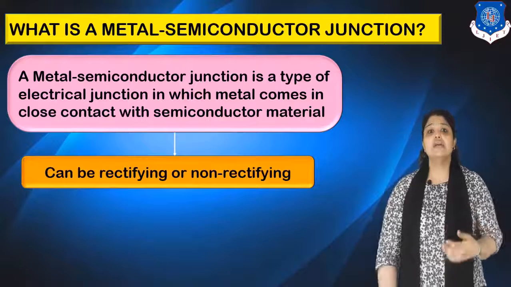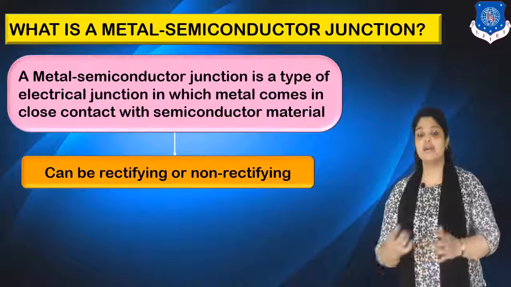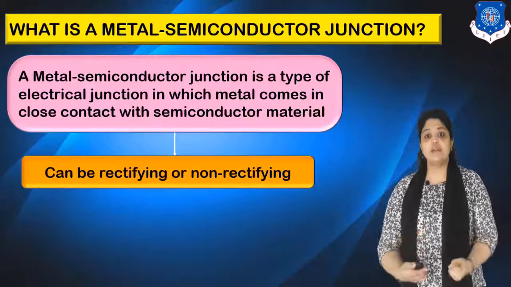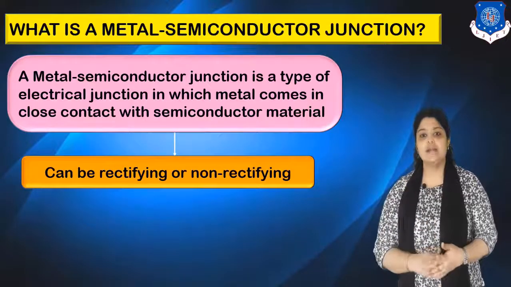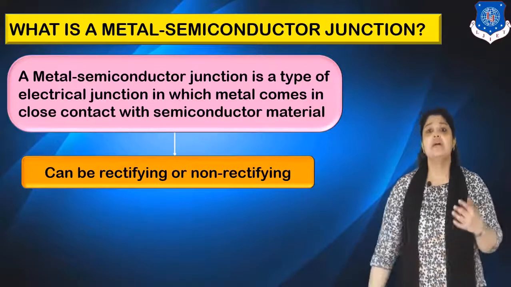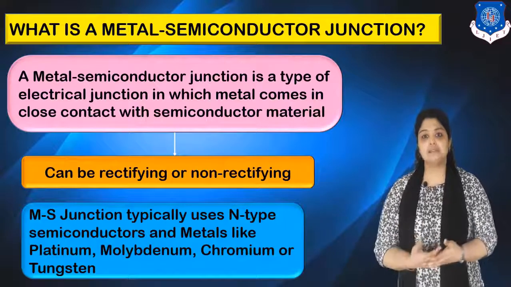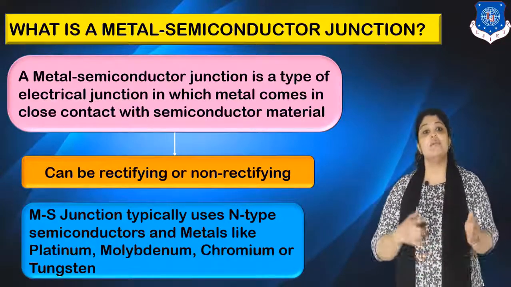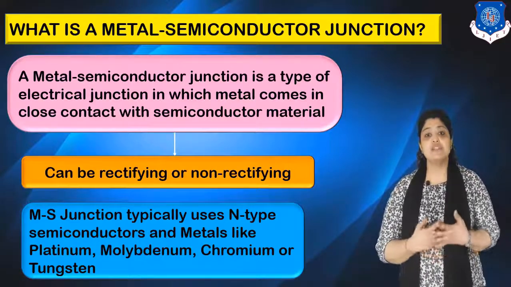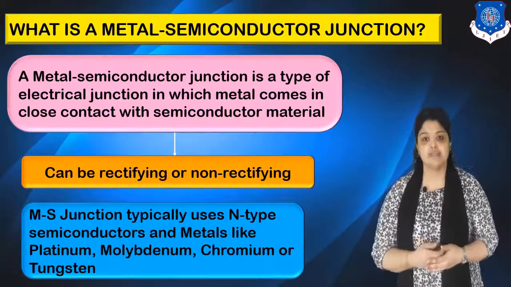Now, talking about metal semiconductor junctions, they can be either rectifying or non-rectifying. What do you mean by the word rectifying? A rectifying junction is one which allows current flow only in one direction, whereas non-rectifying allows current flow in both directions. Talking about the semiconductors used here, we use particularly N-type semiconductors. Why? Because N-type already has majority carriers as electrons. The common metals used in MS junctions are platinum, molybdenum, chromium, tungsten, all of them having high conductivity.